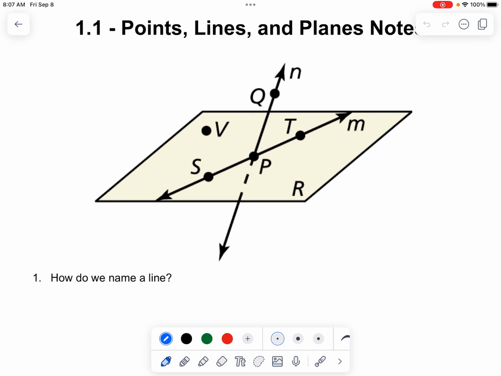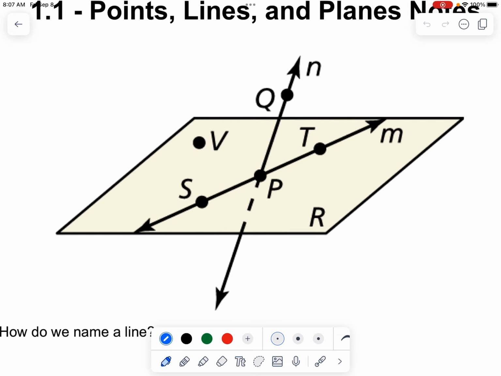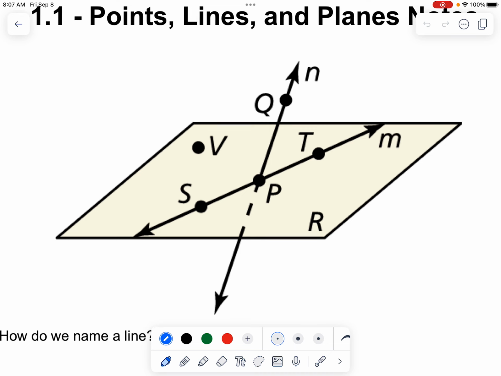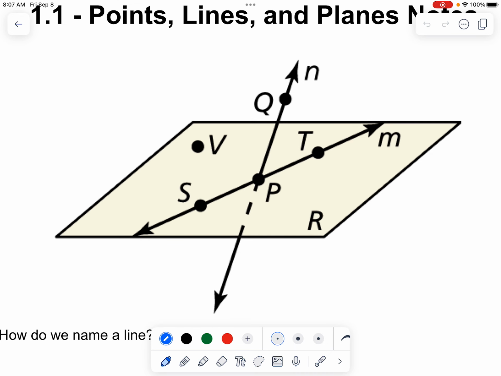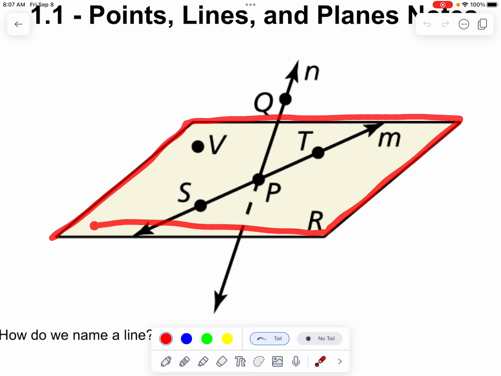In this video, I'm going to go through the notes for section 1.1. This is points, lines, and planes. Everything in this video is going to refer to this diagram here. And so this is a plane, right? This is a single plane here.